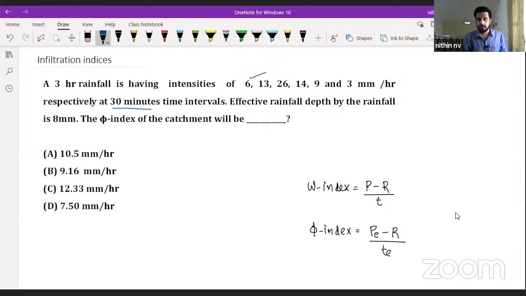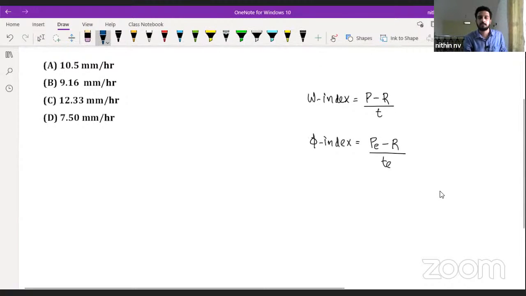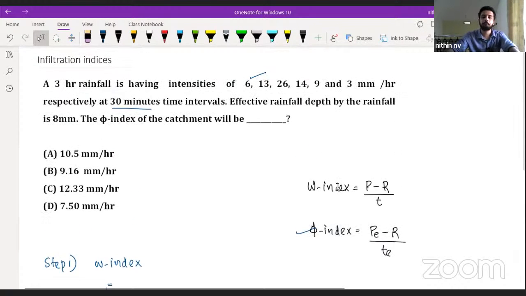So it keeps on changing: 6, 13, 26, like that, which means we have non-uniform rainfall. The intensity of rainfall keeps on changing. Whenever the intensity of rainfall keeps on changing, our first step is to calculate the W index. They are asking us to calculate the phi index only, but the first step is to calculate the W index. Okay, so how can we calculate the W index? Just take the P value.